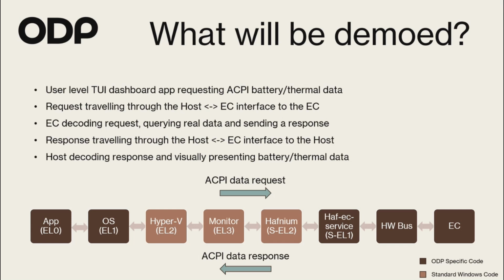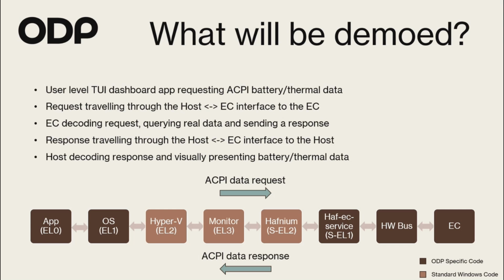So firstly, a user mode level 2 E, or TUI, terminal user interface app will make a request for data, like battery voltage or temperature sensor data. The request will then percolate through the operating system, traveling across exception levels until it gets to the secure world, where a hardware bus capable of talking to the EC lives.